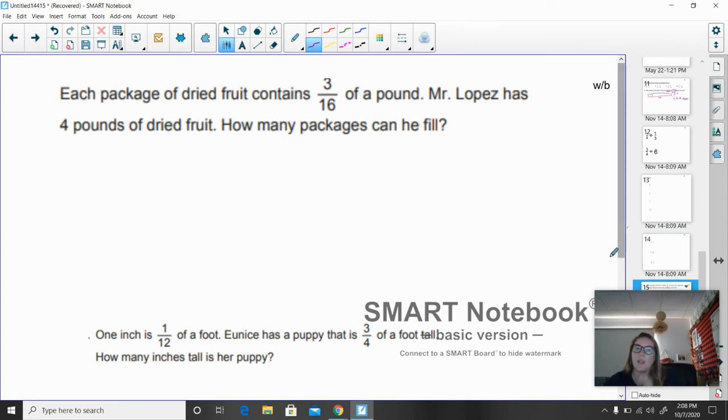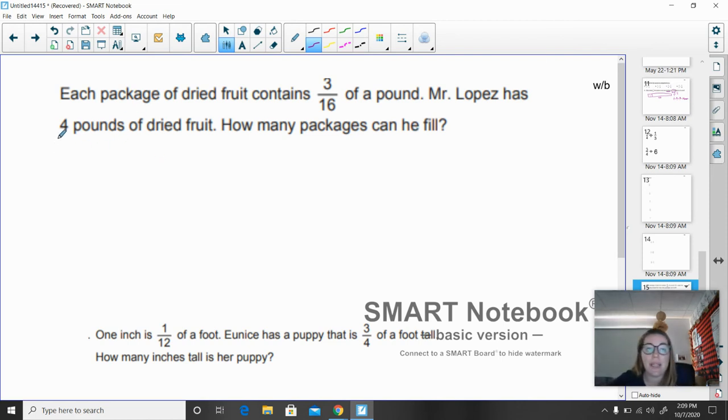So let's look at this one. Each package of dried fruit contains 3/16 of a pound. Mr. Lopez has 4 pounds of dried fruit. How many packages can he fill? So we ask ourselves, what is Mr. Lopez dividing up? He has 4 pounds of dried fruit. Now he wants to take that 4 pounds and divide it up into packages that contain 3/16 of a pound. And I want to know how many of those packages he can make.